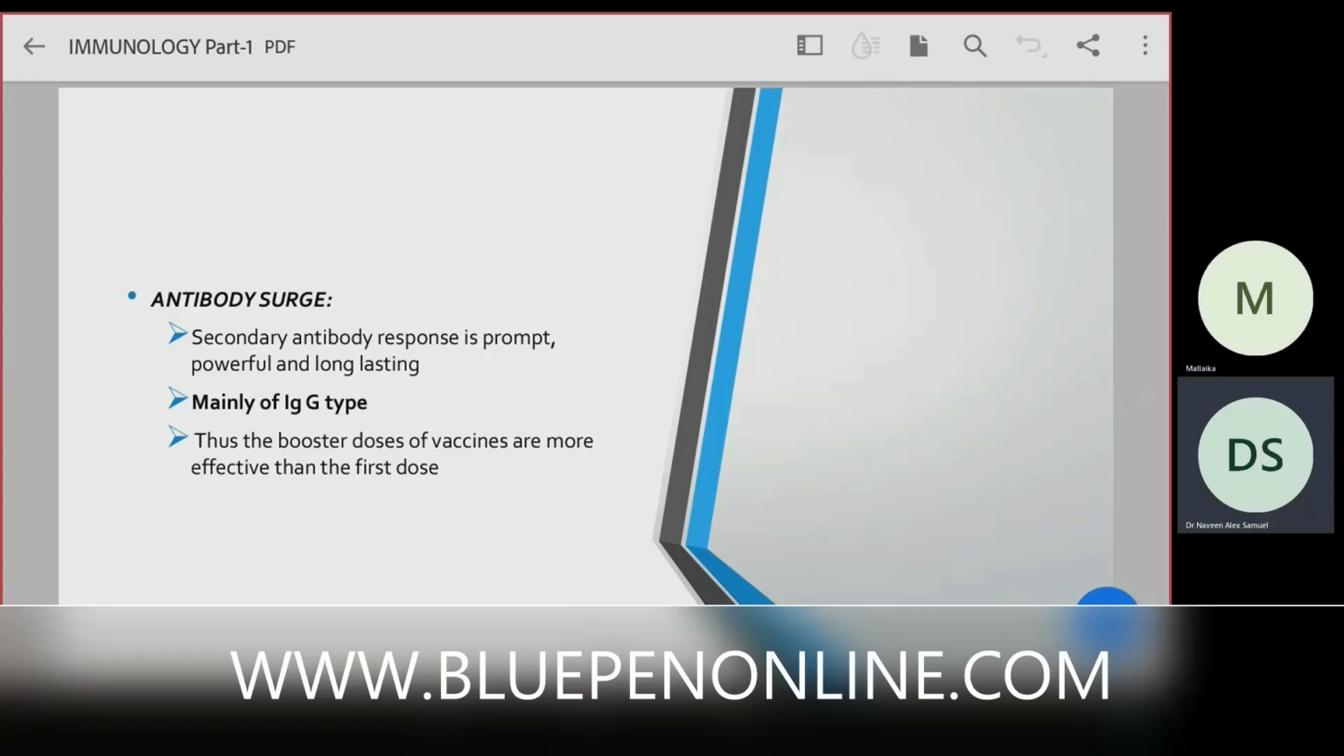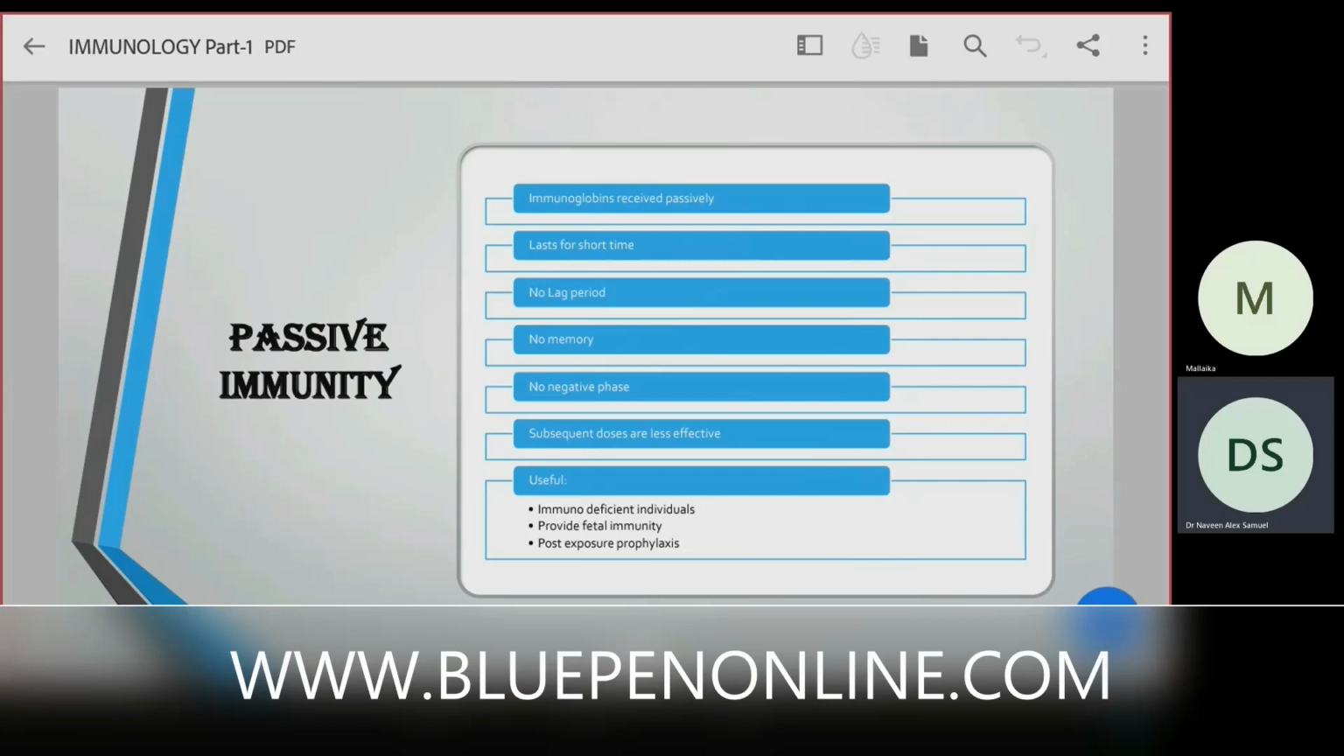Okay. Now next we'll come to passive immunity. Till now I was talking about active immunity, and now we'll talk about passive immunity. Passive immunity is immunoglobulins received passively. Here immunoglobulins are given from outside.